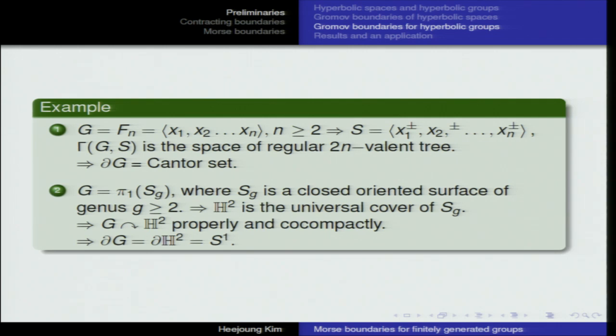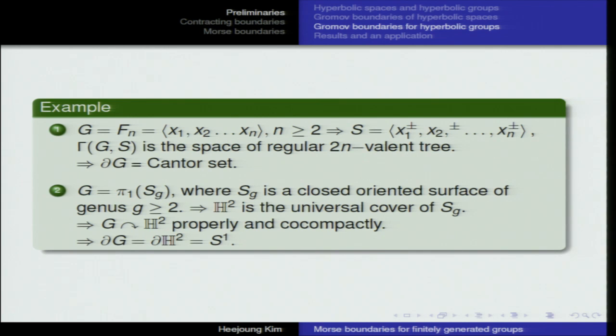So let's see some examples. Let G be a free group with n generators. Then actually we can find the Cayley graph easily in this case. The Cayley graph is the regular 2n-valent tree. So the Gromov boundary is a Cantor set.